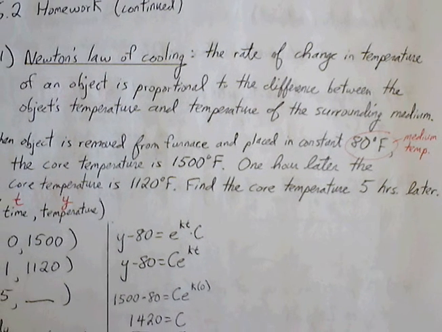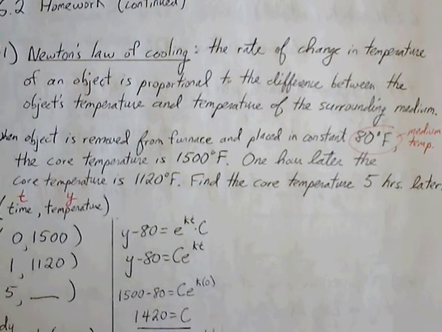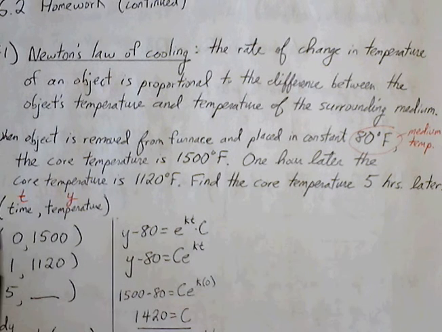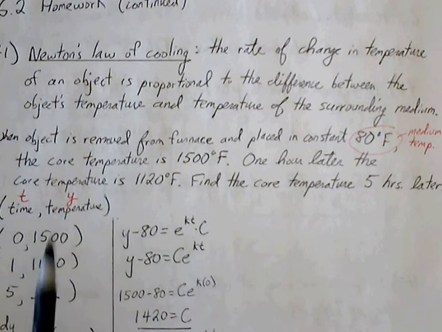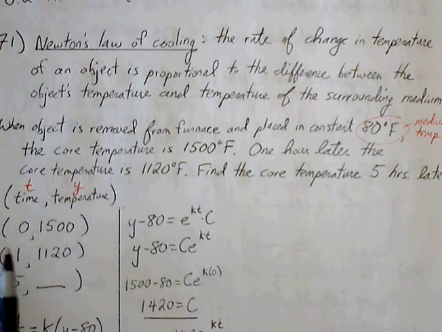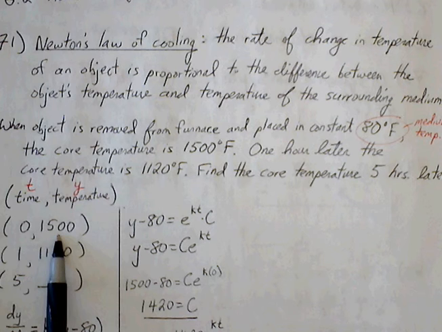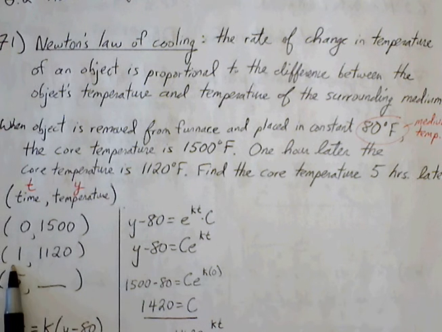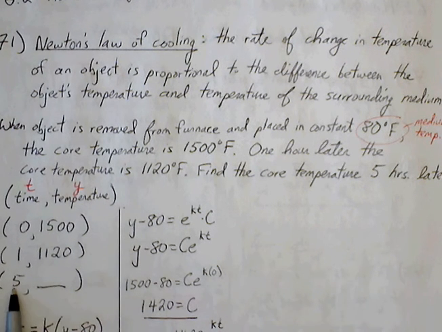So the ordered pair that we'll be plugging in is represented by time followed by temperature. So we have a couple of ordered pairs that we can plug in. We know at time 0, core temperature is 1500. 1 hour later, 1120. And 5 hours later, we're trying to find out what the temperature is.